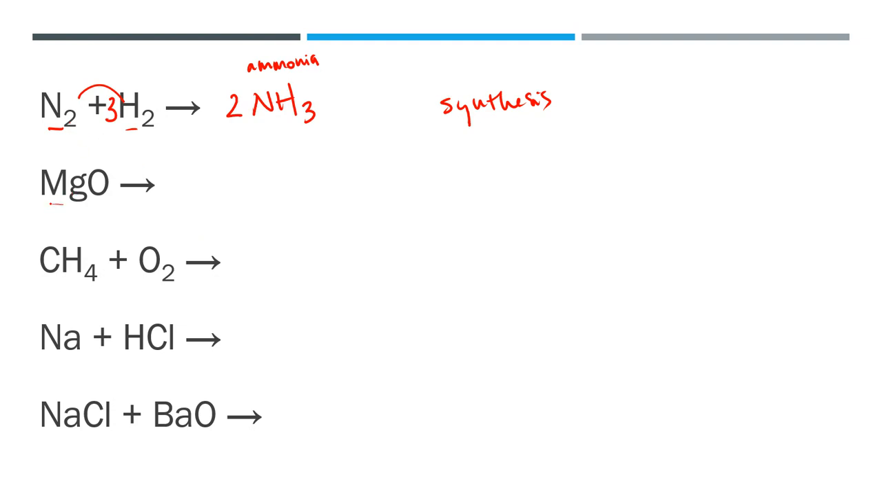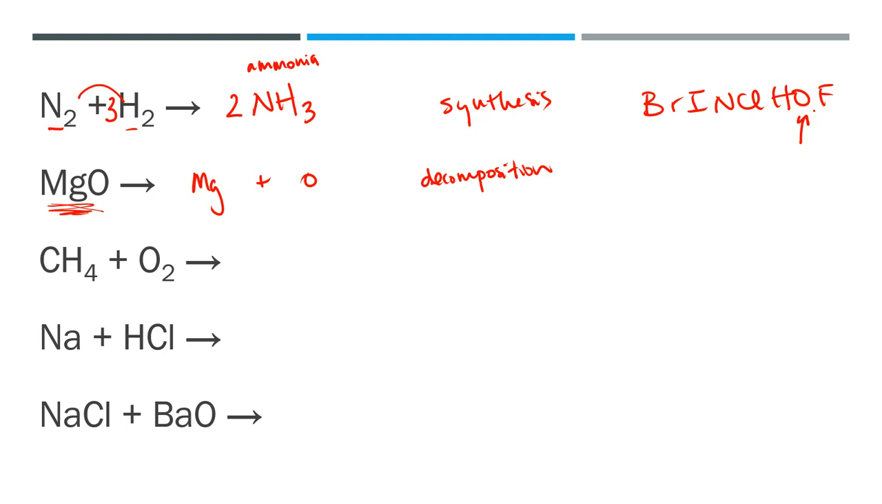Next one, I have a single reactant, 1 compound in the reactants. The only thing that this guy can do is break apart into its elements. It's going to break apart into magnesium and oxygen. This is our decomposition reaction. Remember that oxygen is a Brinkel-Hoff, which means that it's going to be O2. So now I need to balance this guy. I need to put a 2 here so that I have 2 oxygens and 2 oxygens. And now I also have 2 magnesiums, so I need a 2 here.